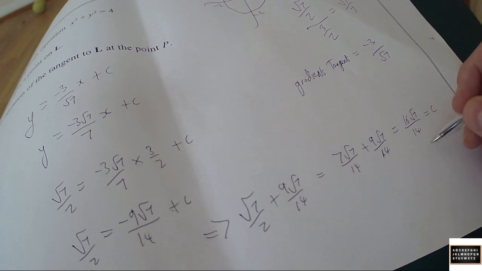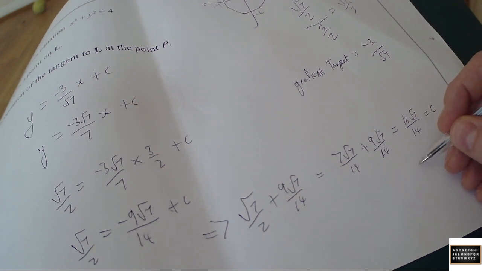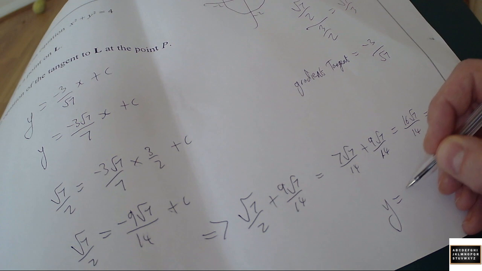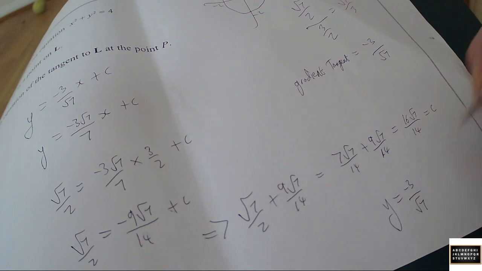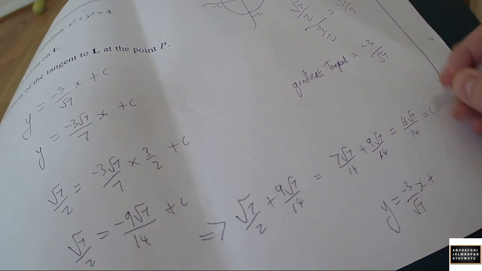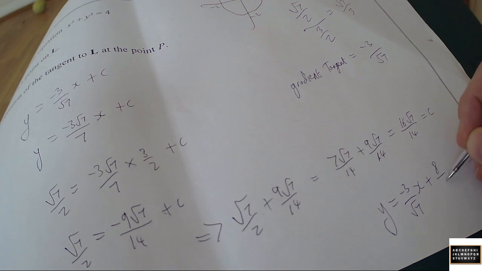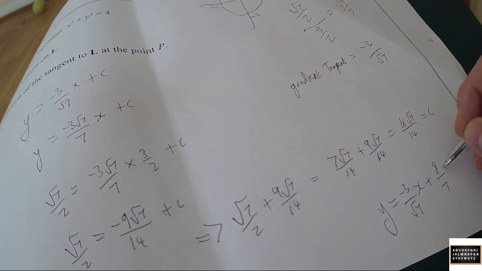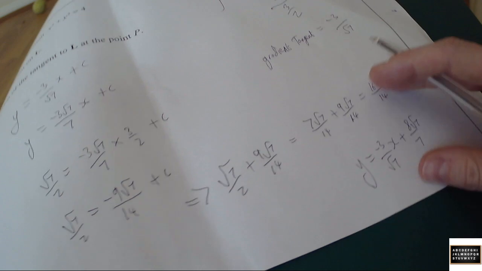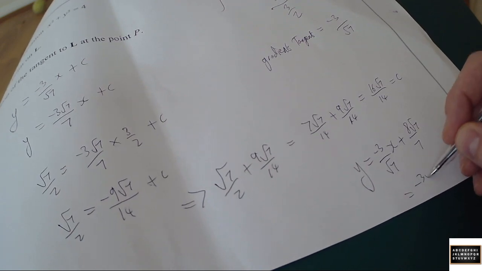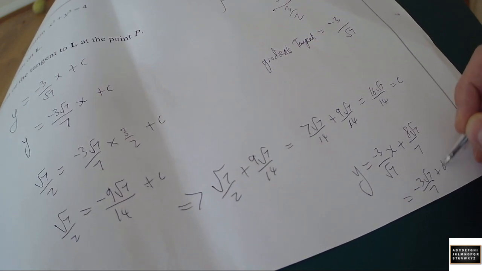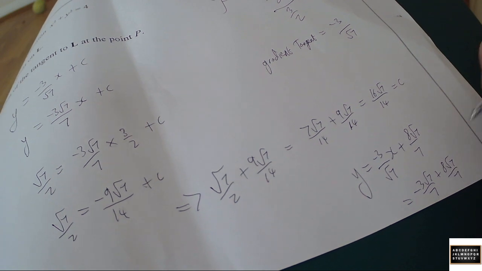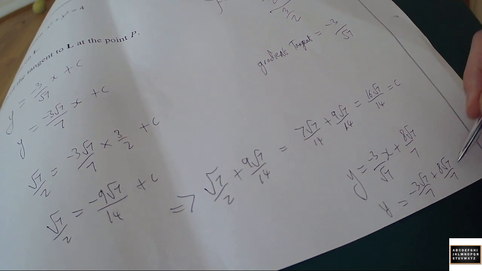And then that's 8 over 7 root 7. So my equation will be minus 3 over root 7 x, and then plus this rationalised, so it's 8 over 7 root 7. Oh yeah, sorry, I should have put that in rationalised form, so minus 3 root 7 over 7 x plus 8 root 7 over 7. And that will give you your equation of your tangent.